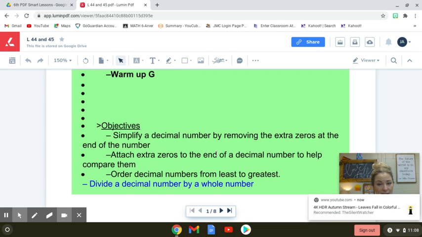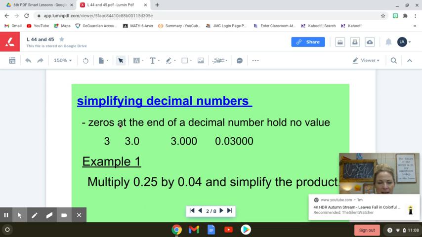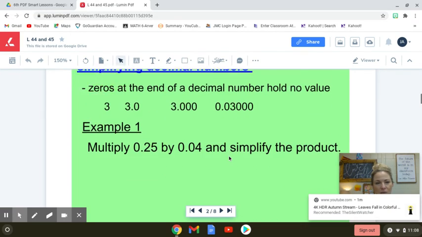Attach extra zeros at the end of a decimal number to help compare them. And then order decimal numbers from least to greatest. Again, a really helpful tool is adding zeros in there so you're able to compare them so you know which are less or greater. And then down here we have divide a decimal number by a whole number. Again, zeros at the end hold no value. This will be good notes. I'll attach these in Google Classroom.